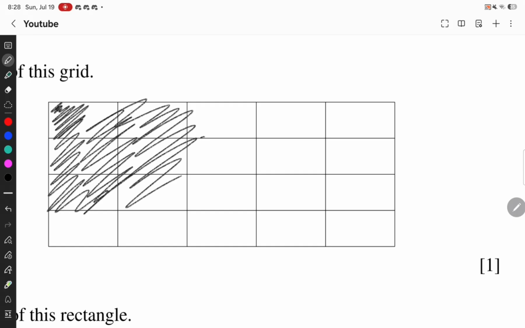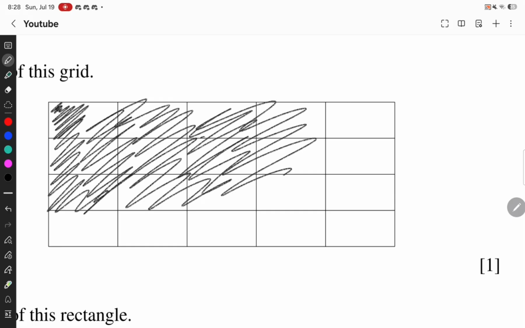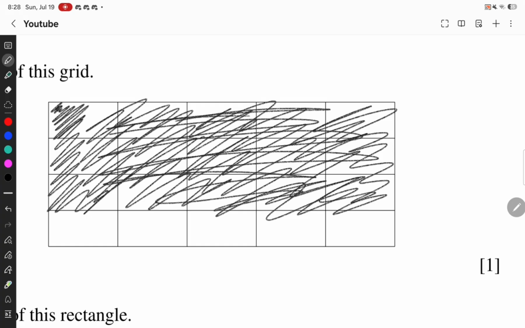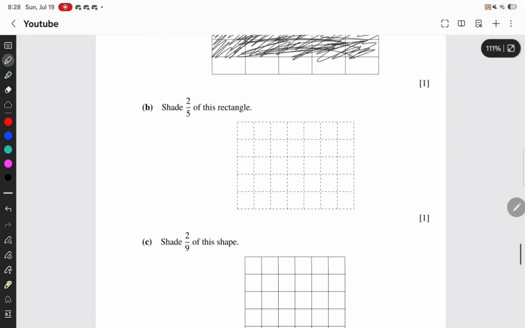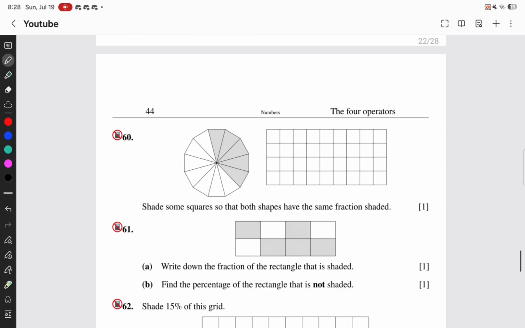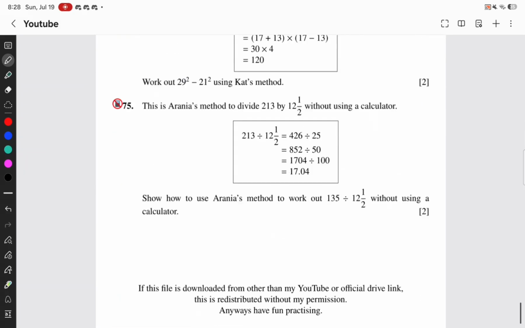If you guys are an artist, you know how to shade it better than me. But who cares, just shade it. And with a light pencil. Okay, shade. These are easy questions. So I guess you guys can figure it out yourselves.